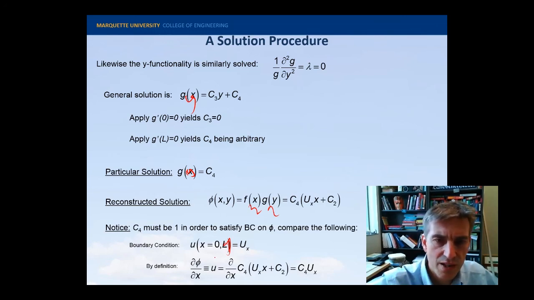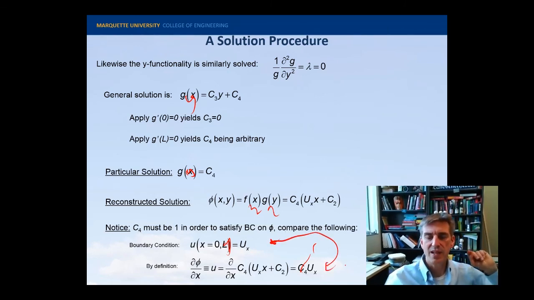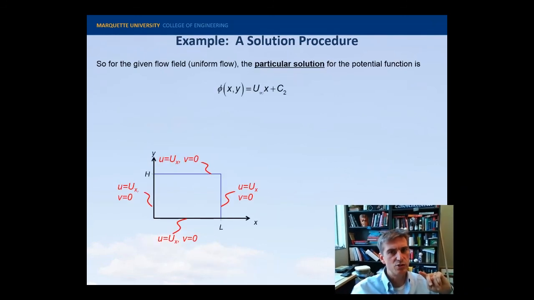So by definition, the gradient of phi with respect to x is equal to u. So the gradient of my particular solution is here. I'm left with c4 u x. So that would mean that c4 has got to be equal to 1 in order for these two to be the same. So that's a little bit of a simplification.